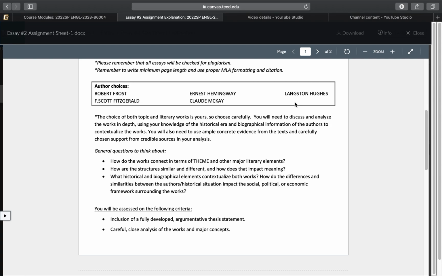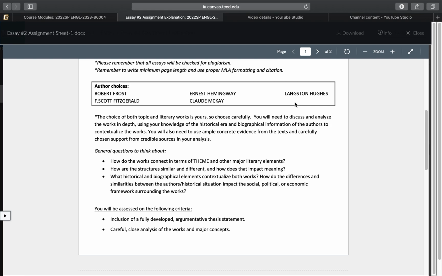You're going to have to analyze these works in depth, of course, using your knowledge of the historical era and the biographical information to help contextualize this further. So again, I'll say it again, the most important thing is to keep the focus on the text as a piece of literature. Don't let this become a biography. Don't let it become a history essay.